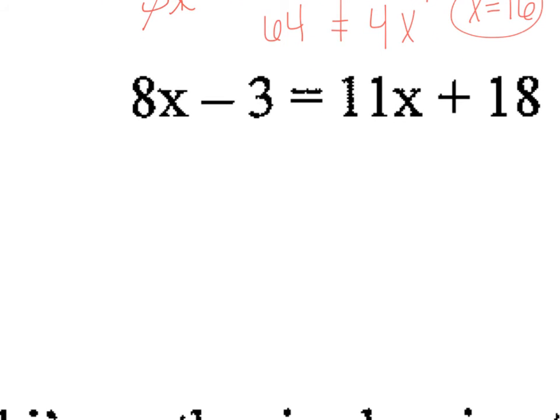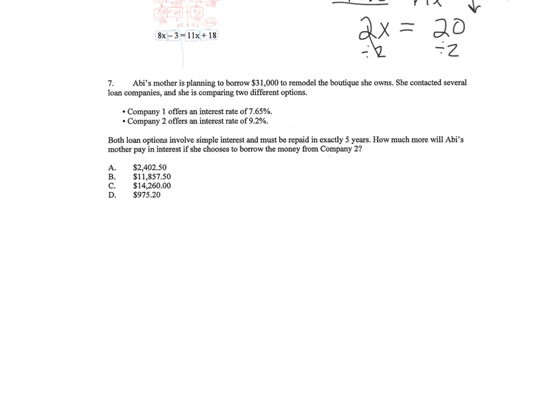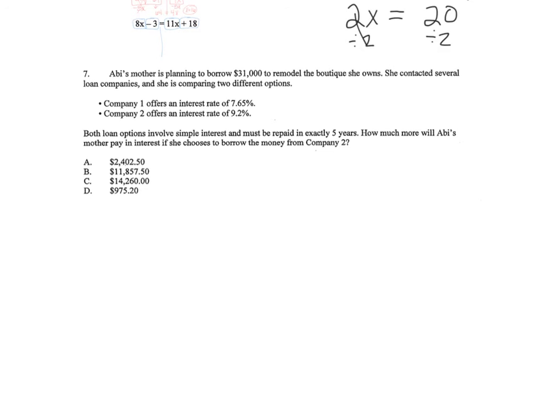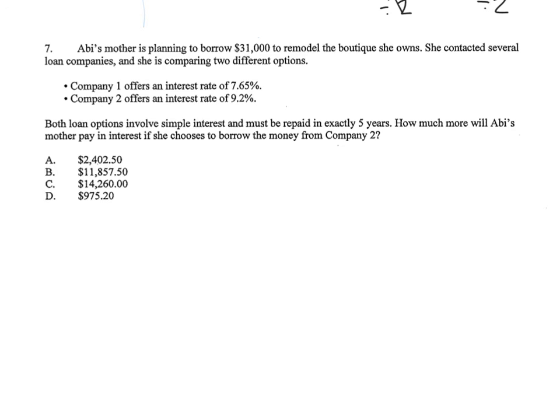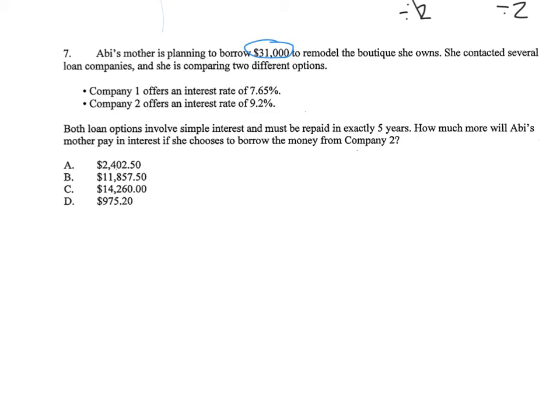Okay, next one, same thing. We're just solving. 8x minus 3 equals 11x plus. Okay, now number 7 is getting into the interest problems. Abby's mother is planning to borrow $31,000 to remodel the boutique she owns. She contacted several loan companies, and she is comparing two different options.